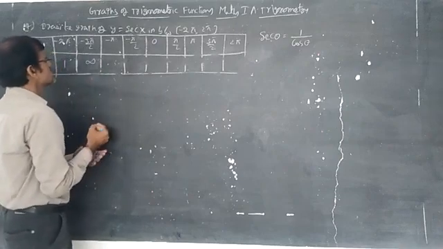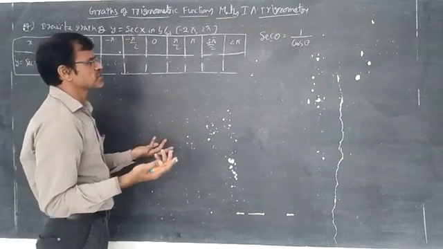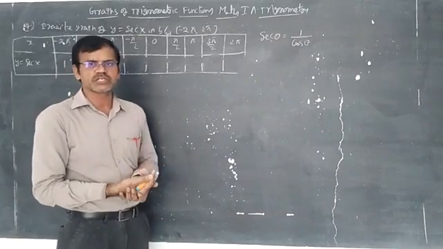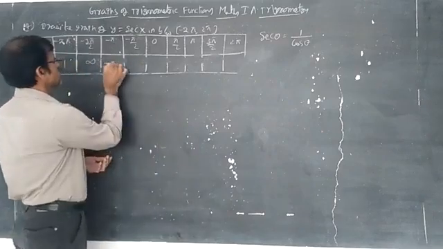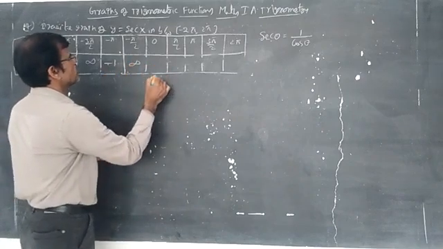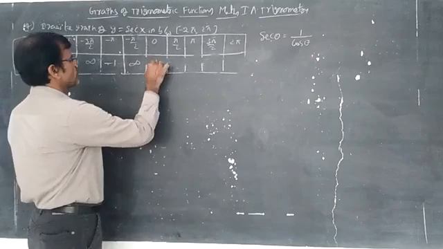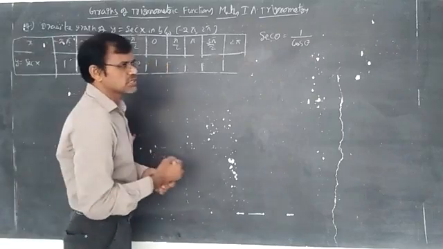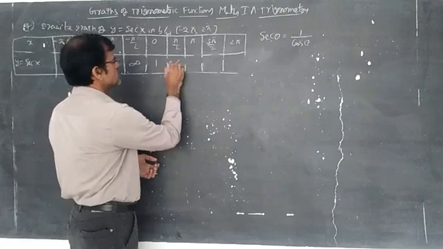And secant of minus pi means 1 by cos pi. For cos pi we got the value minus 1, so it is 1 by minus 1. Secant 0 means 1 by cos 0, so it is 1. Secant pi by 2 is 1 by cos pi by 2. Cos 90 is 0, so 1 by 0 becomes infinity.